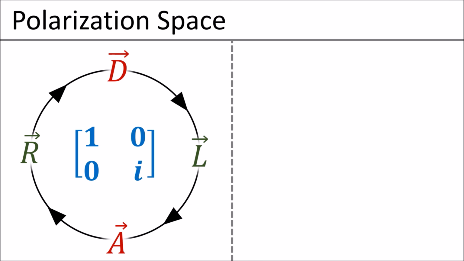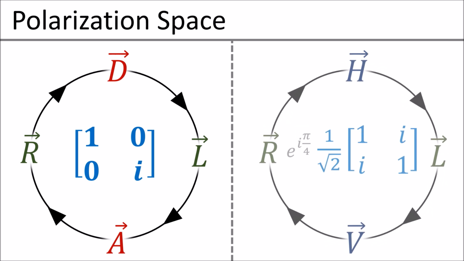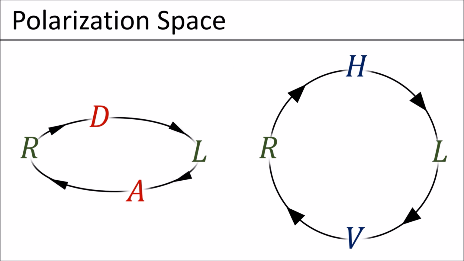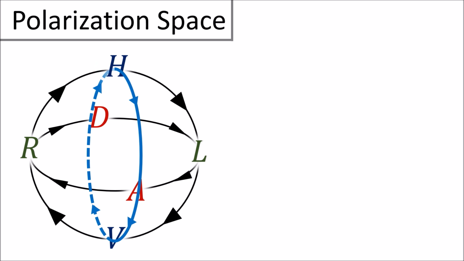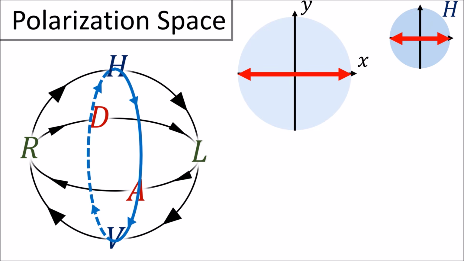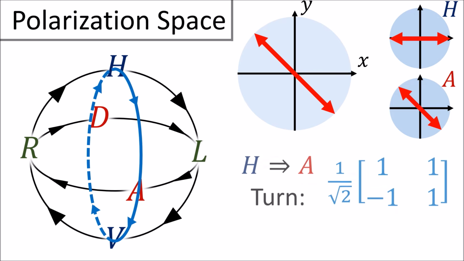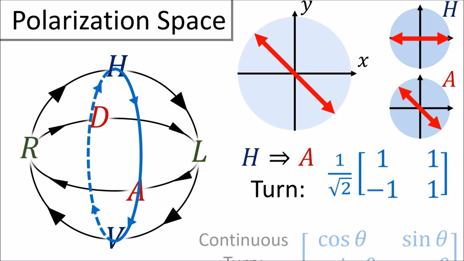So we have this matrix for rotating in a circle between the polarizations D, L, A, and R. And this matrix rotates us in a circle between the polarizations H, L, V, and R. Putting these two circles together, we get a sort of sphere shape. This indicates that there should be another matrix for rotating between H, A, V, and D, and that ends up being true. Rotating between H, A, V, and D is the same thing as looking at the xy plane and rotating the wave clockwise, which is given by this matrix here for quarter turns and given by this matrix here for rotating continuously.